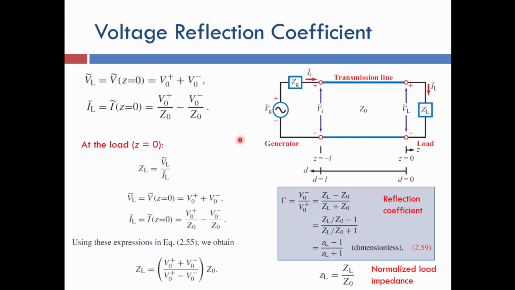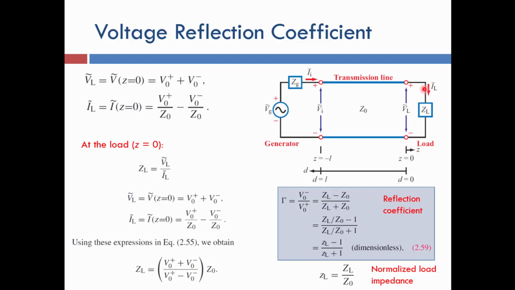Okay, so if we measure the voltage at the end of the transmission line, let's say at this position, or name this position, sorry, by 0.